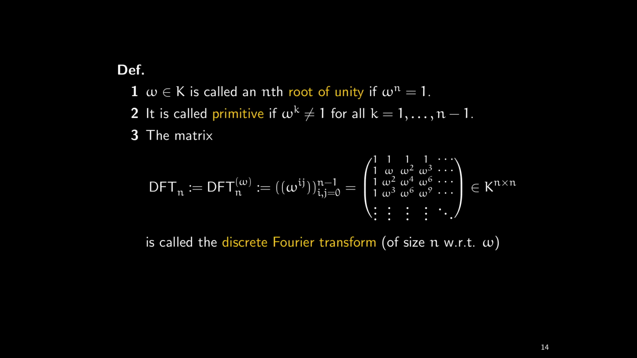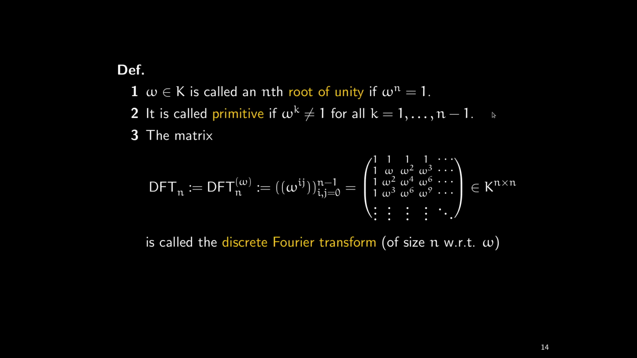But there's some n for every root of unity which is the smallest among all the exponents that map the number to 1. And if n is the smallest exponent for which omega to the n is 1, then we say it's a primitive root of unity. So this is expressed here in different words. We say that an nth root of unity is primitive if its powers are different from 1 when the exponents range from 1 until n minus 1. So that means n is the first exponent for which omega to the n is 1.